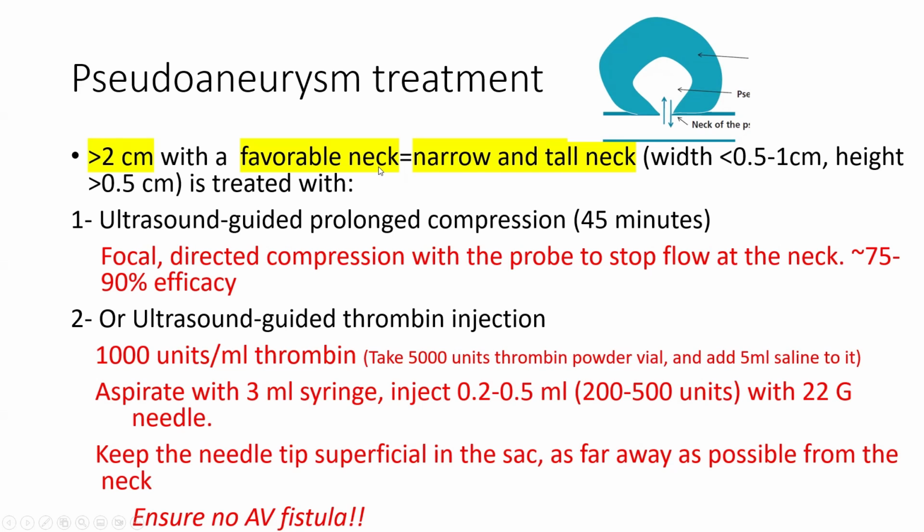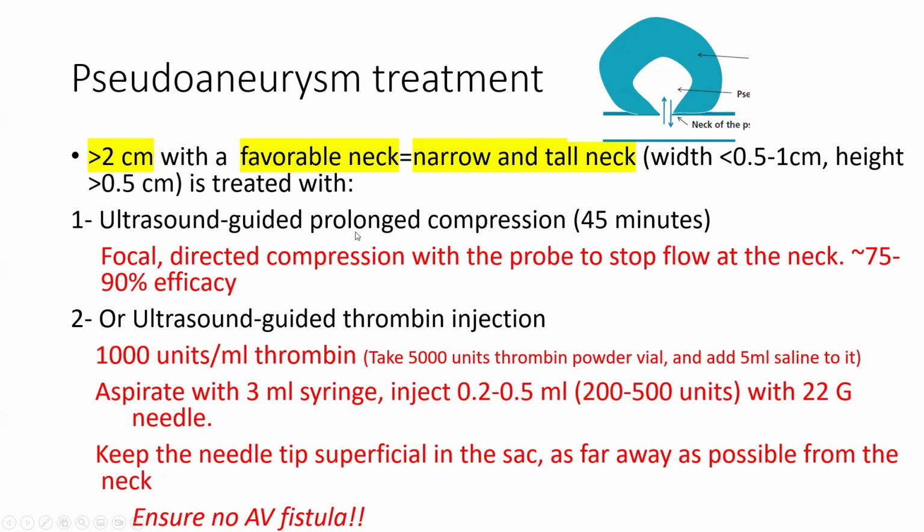What do I mean by favorable neck? A good neck is a neck that is tall and narrow. There is no clear cutoff, but tall at least over half to 1 centimeter, and narrow less than half to 1 centimeter. Those are the cases that are more favorable to basically ultrasound-guided compression or ultrasound-guided thrombin injection.